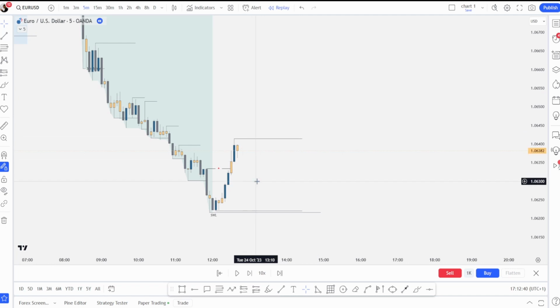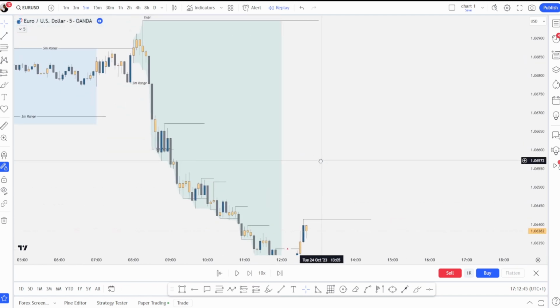Okay, so we would like to see price go bullish again here, remembering that we are predominantly bearish right now and we've broken down from a high impact news event.